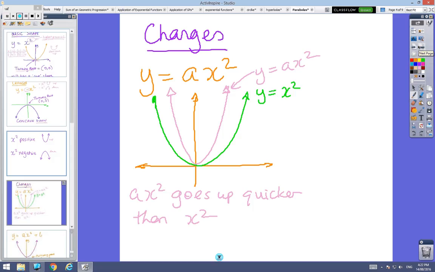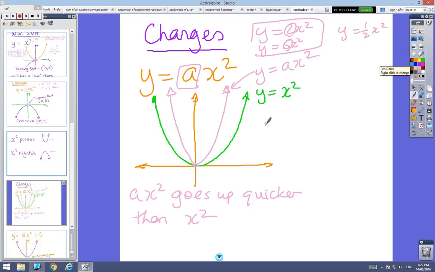Okay, so let's make some changes. If I put a number in front, like y equals 2x squared, y equals 5x squared, what happens is it will go up sharper. If the number is bigger than 1, it'll go up sharper. But if I had y equals a half x squared, it would go up slower.